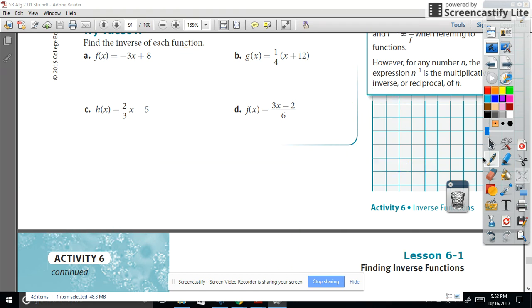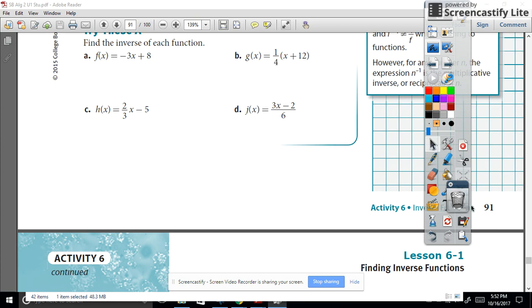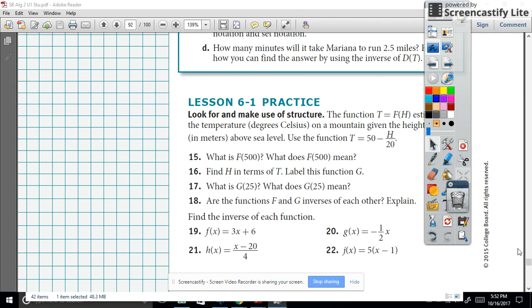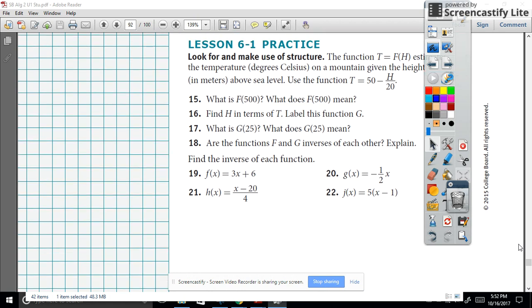Okay, so I don't know where we are now. Let's take a look. Probably pretty close to checking your understanding. That's right.